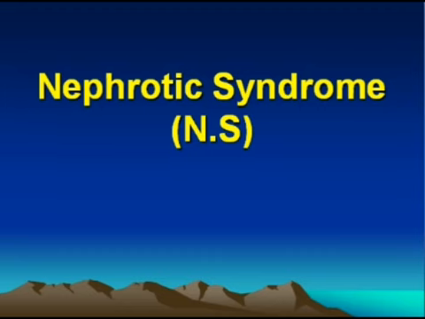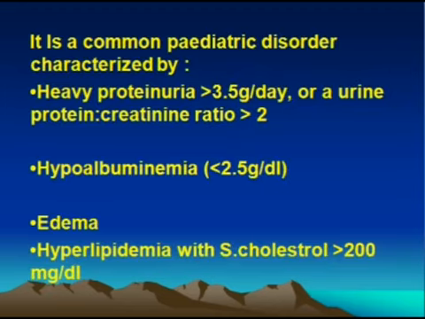We start with the first subject, which is nephrotic syndrome. It is a common pediatric disorder characterized by the following: heavy proteinuria more than 3.5 g per day, or urine protein creatinine ratio more than 2. Hypoalbuminemia, with the serum albumin level less than 2.5 g per deciliter. Presence of edema, and lastly hyperlipidemia with the serum cholesterol more than 200 mg per deciliter.